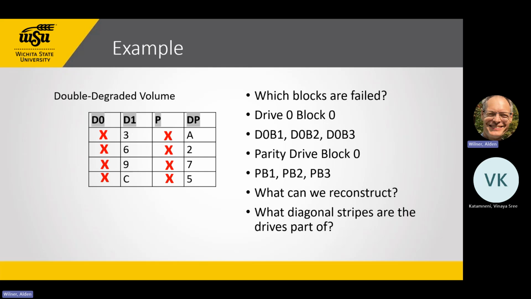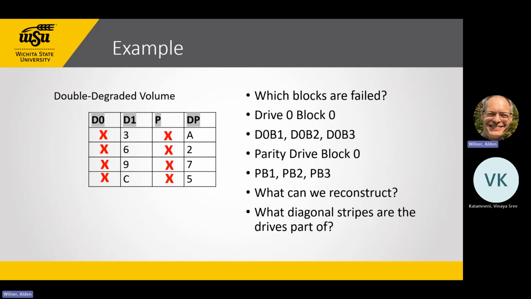What can we reconstruct? So what diagonal stripes are these drives part of? Okay, so who can tell me what diagonal stripe this is in? Drive 0, block 0. Drive number minus block number tells you what the diagonal stripe is. 0 minus 0 is 0, right? And what diagonal stripe is this in? 1 minus 1 is 0, right? And what diagonal stripe is this in? This is the diagonal parity drive. It's at offset 0. So it's diagonal stripe 0.